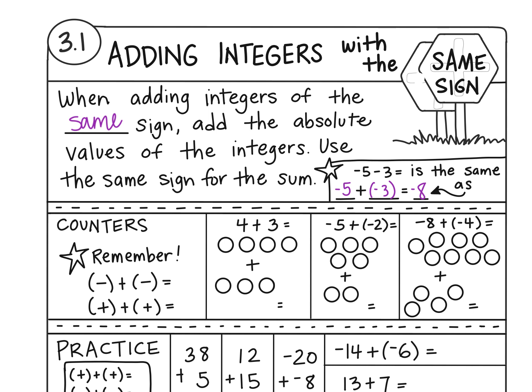So the rule is you take the absolute values of your numbers, if the signs are the same, go ahead and add them like you normally would, and then apply the symbol, whether it's positive or negative, that they already were, to your answer. Okay?